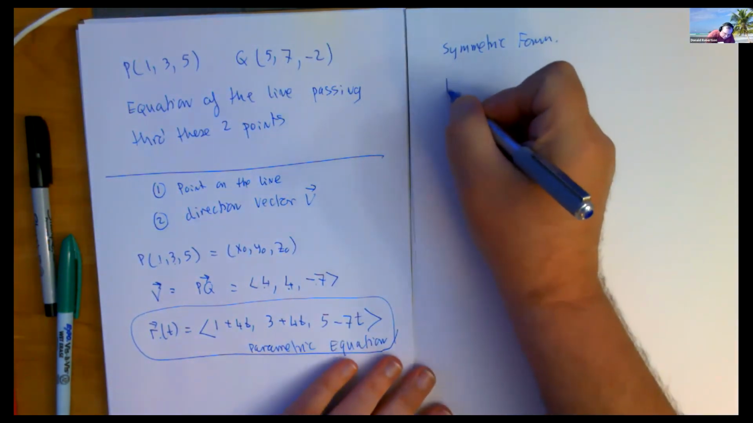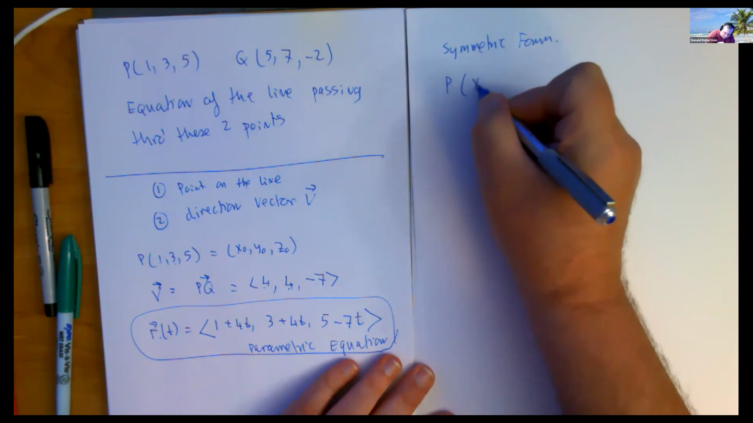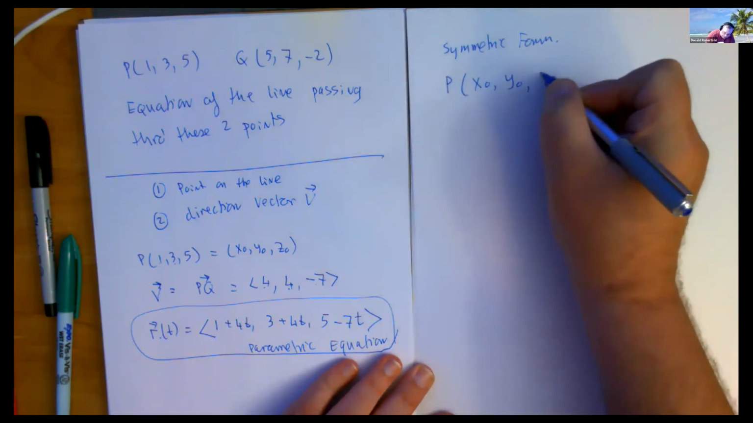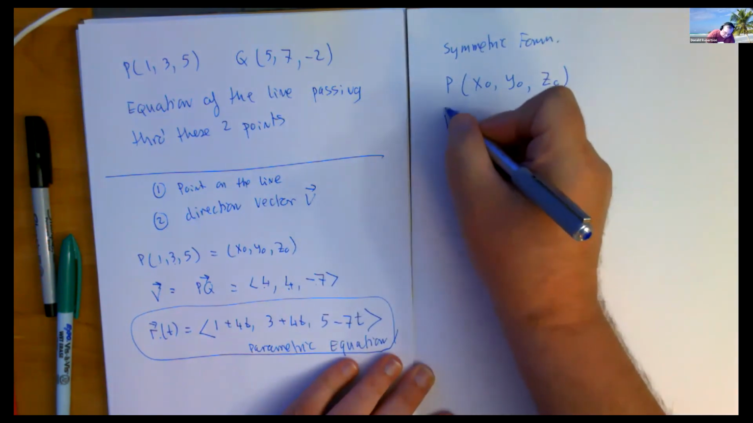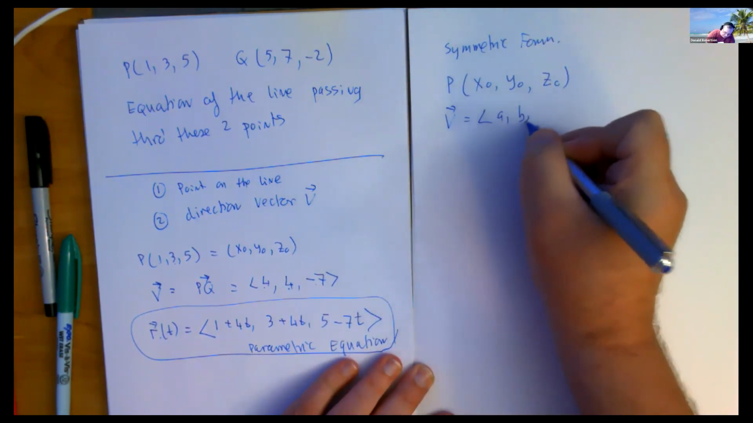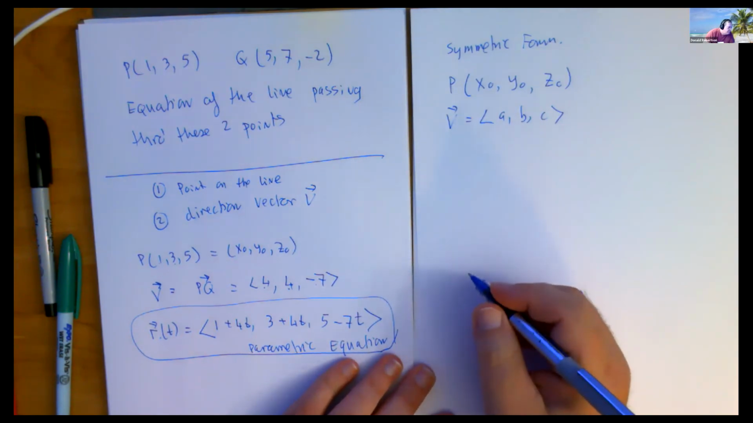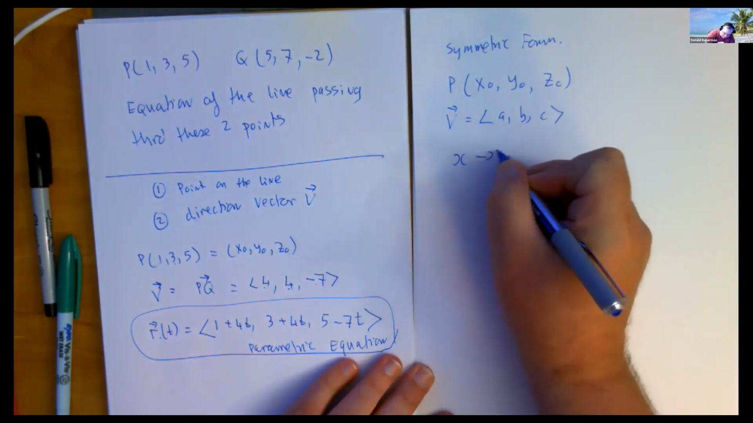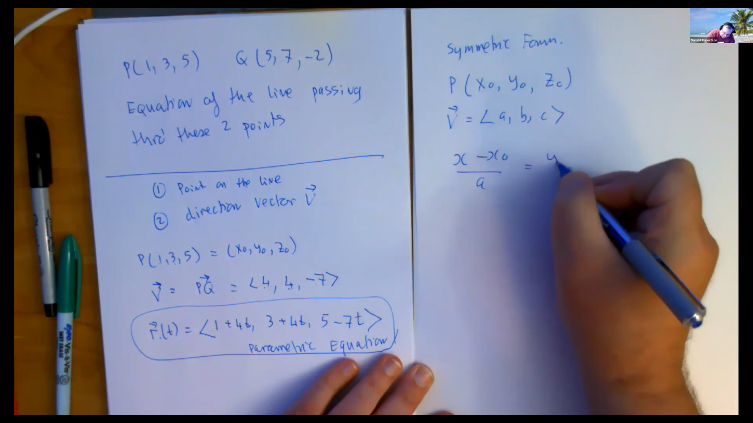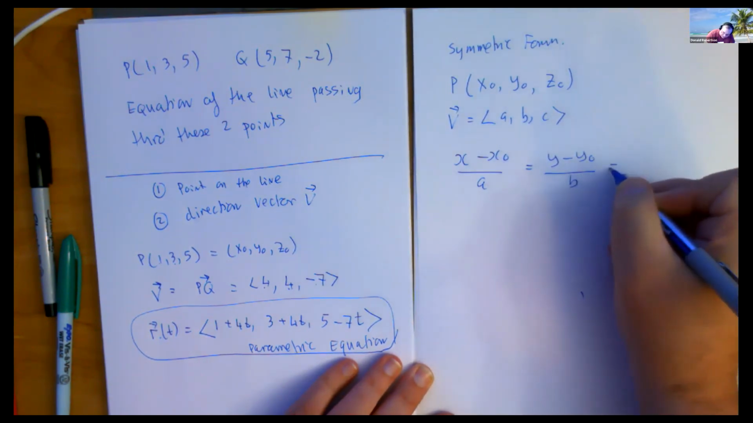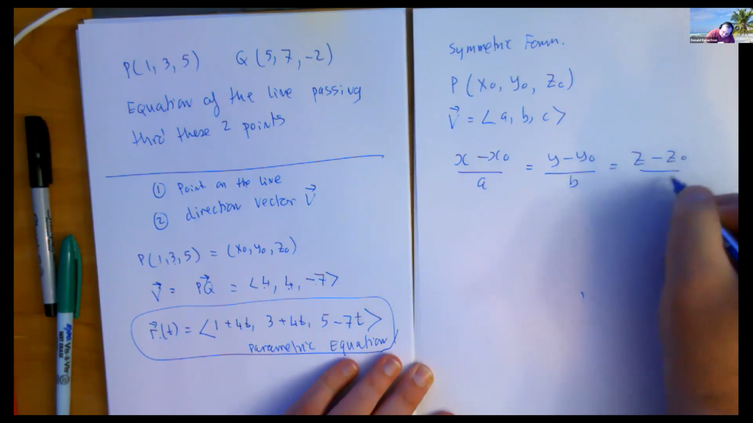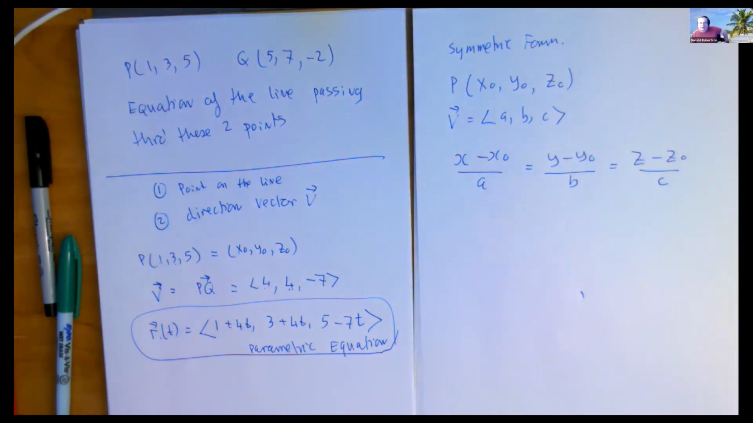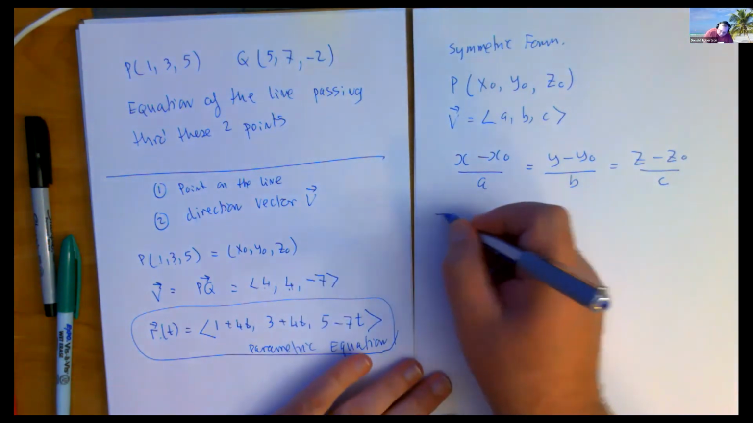Now, let's do it as a general version. I'm not going to prove this one. Let's suppose we have a point, x0, y0, z0, and let's have a direction vector. I'm going to call it a, b, and c to be consistent. You're going to trust me on this one. It's a lot messier to prove, but (x - x0)/a = (y - y0)/b = (z - z0)/c. That is called the symmetric form of the equation of a line in 3D.